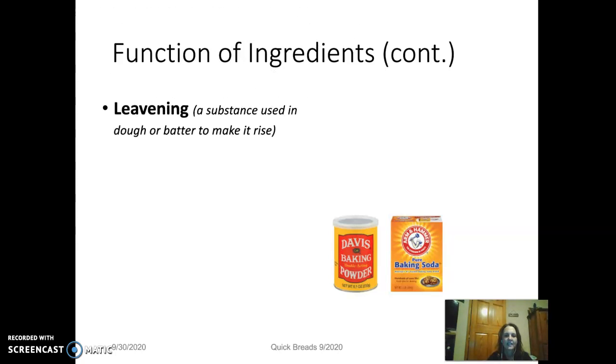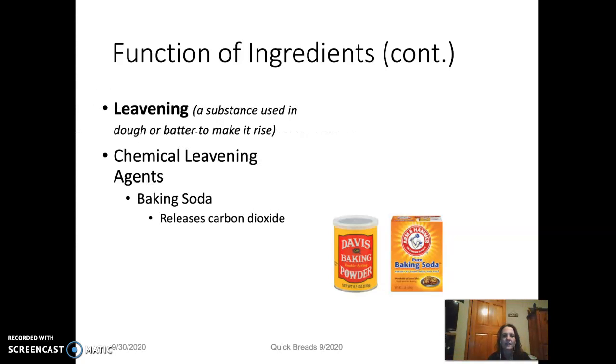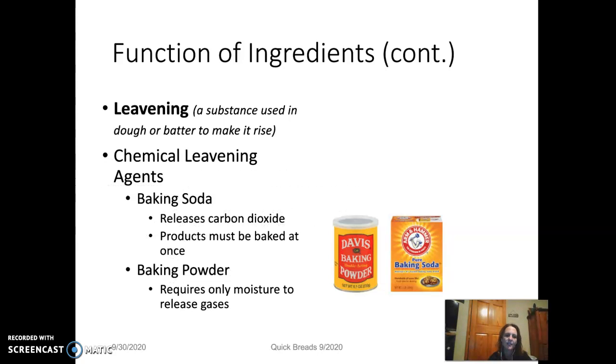Next is our leavening agents. Again, leavening is a substance used in doughs or batters to make them rise. We have chemical leavening agents. The two most common are baking soda and baking powder. So what's the difference between the two? Baking powder is baking soda with an acid added to it.